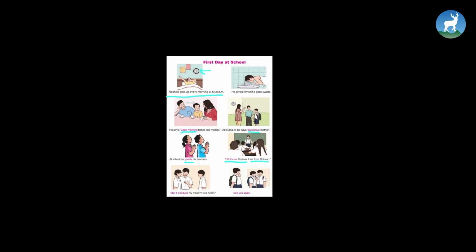Now, Roshan is introducing his friend to someone else. How does he introduce? He says, may I introduce my friend? He is Arnab. What statement does he use? He opens the question sentence by saying, may I introduce my friend? He is Arnab. Now, the last part of the picture suggests, see you again. Why does he say see you again? Because he is going back home, right?